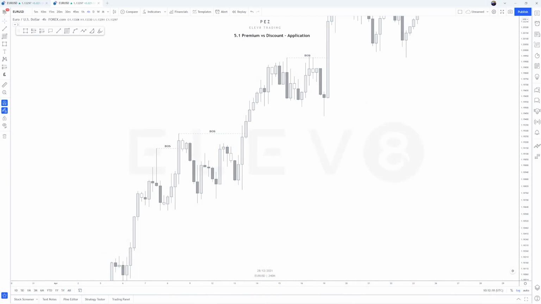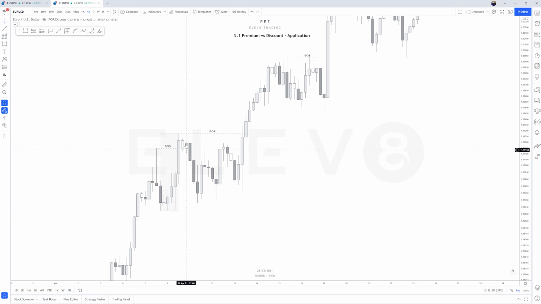So looking at applying premium discounts to the market, what we want to look for is price to obviously retrace to either premium or discount. Discount for a bullish market and premium for a bearish market. So if we draw on our tool from the low to the high, so this is the low and the high of the current range.